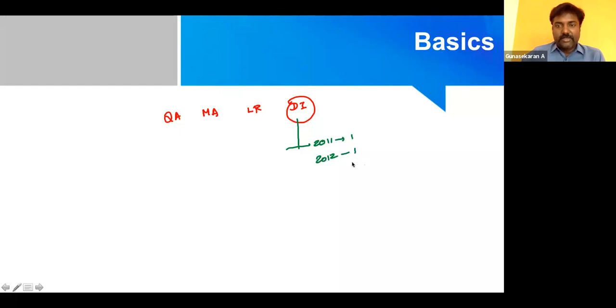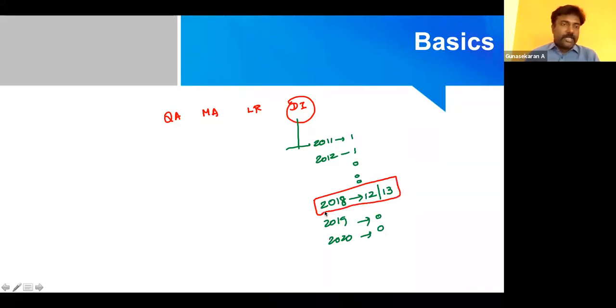In 2012, they asked one question. Then till 2018, no questions. 2017, no question. 2018 alone, they asked around 12 to 13 questions. Again, in 2019 and 2020, no questions. If you see the 2018 question paper, it is full of data interpretation. One table, one question. One graph, one question. Like that, they ask questions.